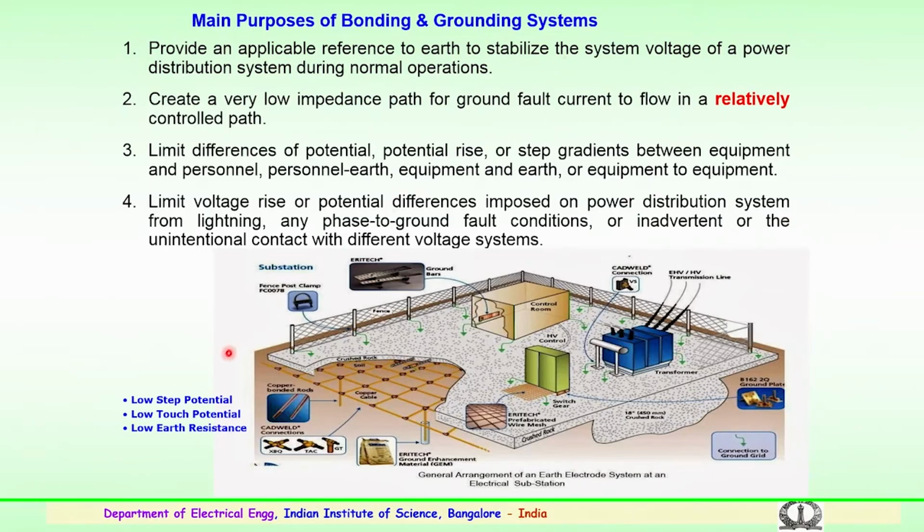So, a low step potential should be maintained, the lowest in fact, the low touch potential and also the low earth resistance have to be maintained in a substation for the proper functioning and to see that there is no rise in potential which could cause gradients and cause harm to the equipment or the personnel who are working in the substations, for the safety of personnel and the equipments.